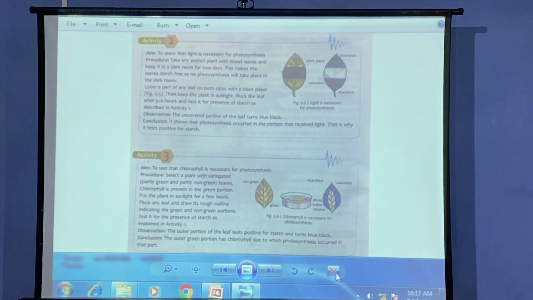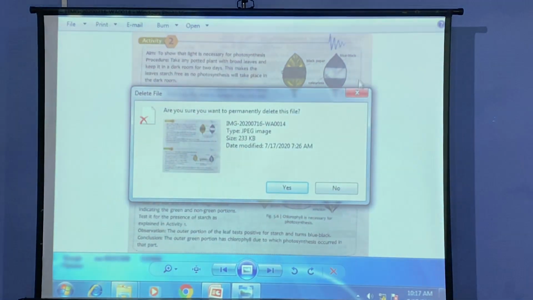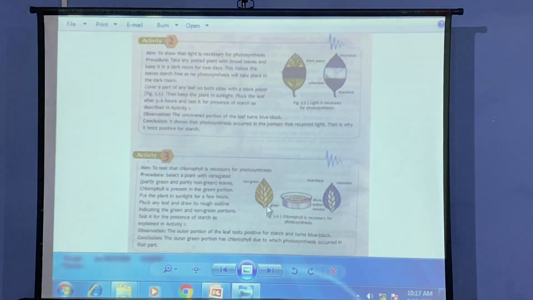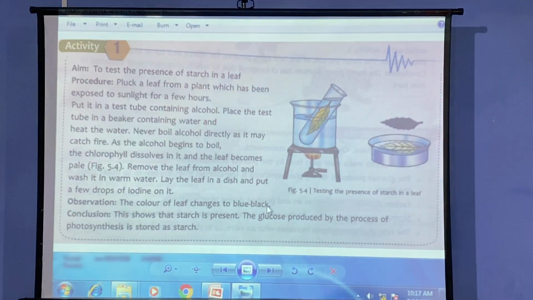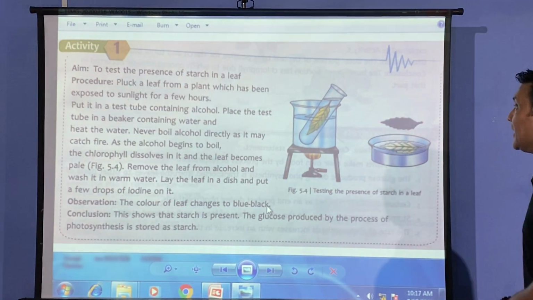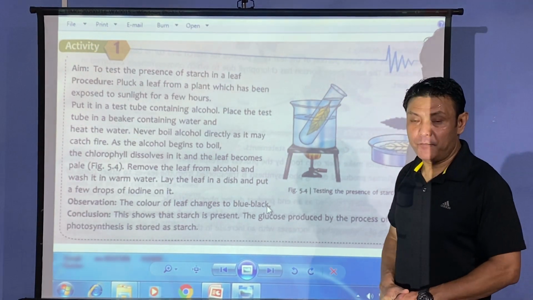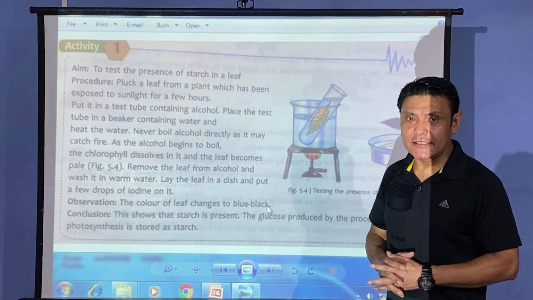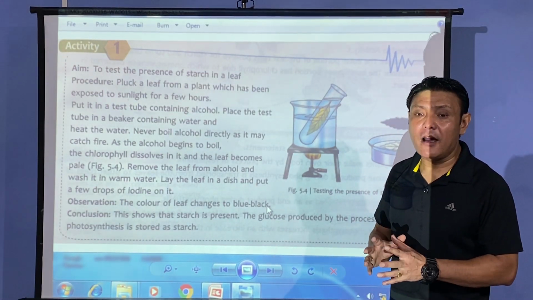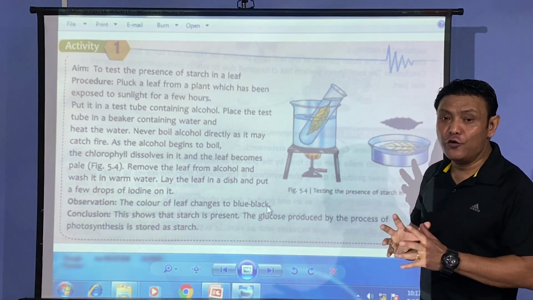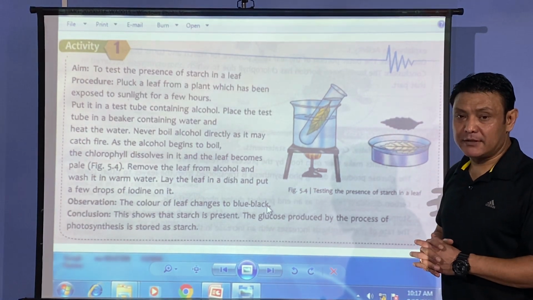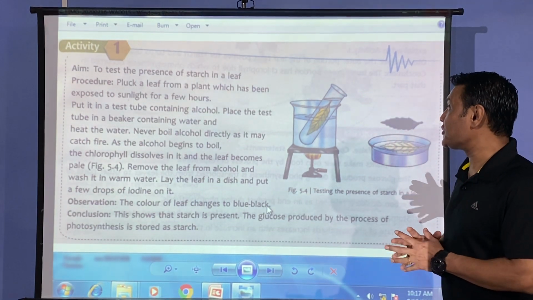Okay? So first we will talk about the starch test, activity 1 that is in the book. Now, during photosynthesis, we all know that starch is produced. The food produced by the plants is the starch.